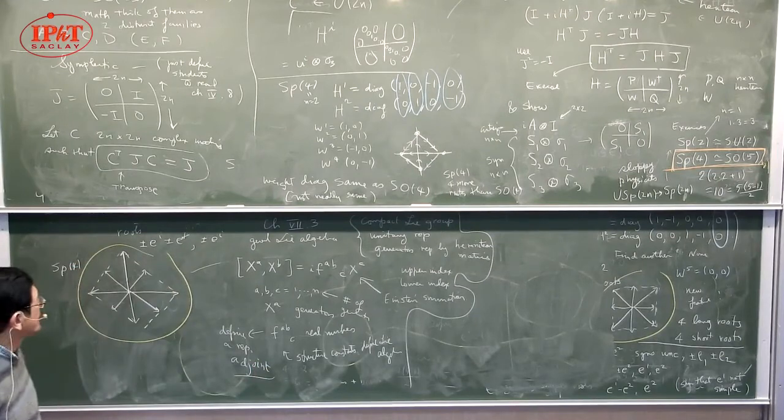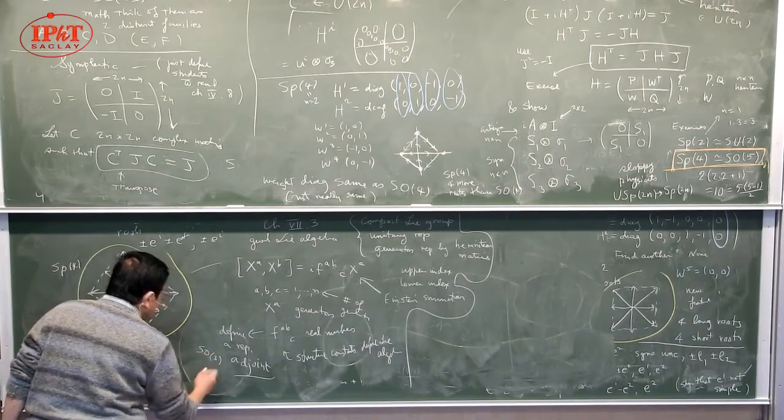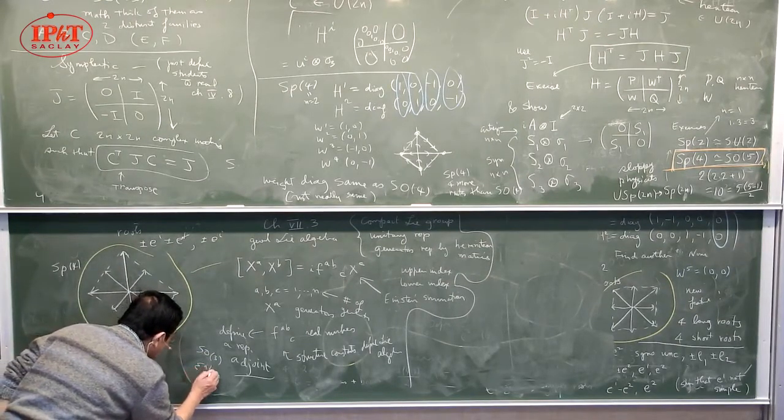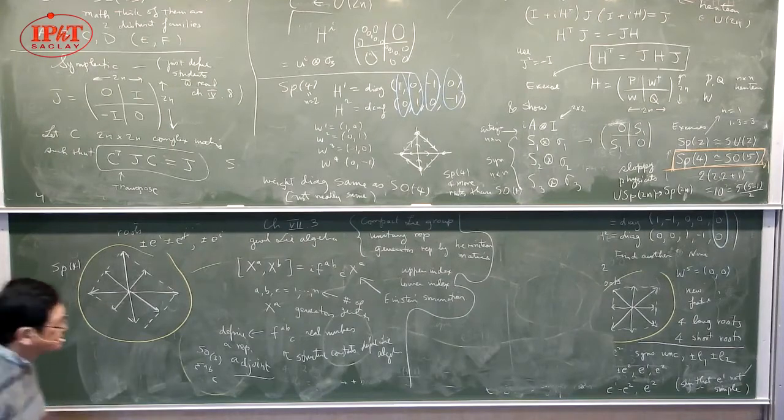So for SO(3), SO(3) is the example. The structure constant is just epsilon ABC, the Levi-Civita symbol, and epsilon ABC defines the 3x3 rotation matrices, the generators of 3x3 rotation matrices. Okay?